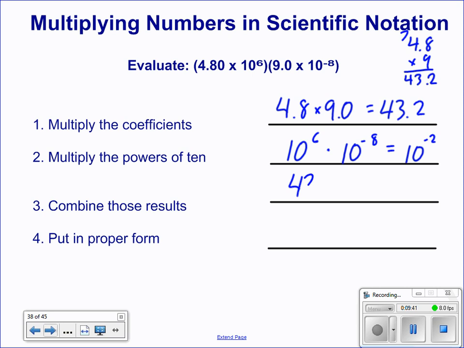So combine them: 43.2 times 10 to the negative 2nd power. I'm going to move that decimal one spot this direction, which means I'm going to add 1 to that exponent. So I get 4.32 times 10, negative 2 plus 1 is negative 1. So that would be it in scientific notation.